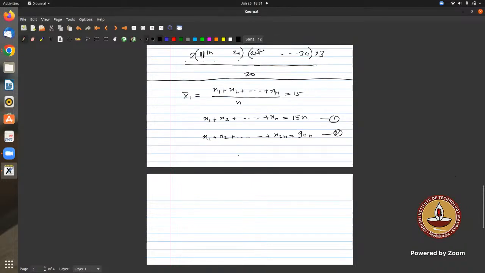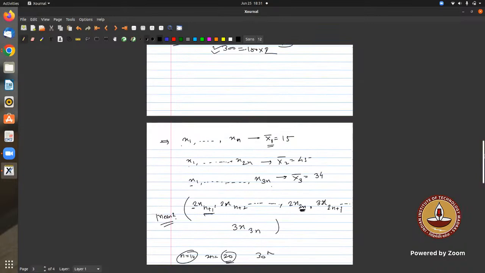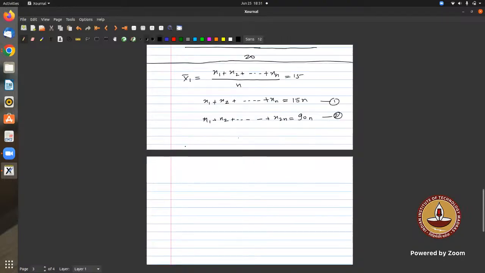Similarly, from the third equation, what can we get? 34 into 3, 102n. So x1 plus x2 up to x3n equals 102n. This is equation number 3.